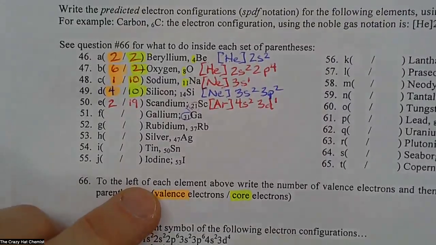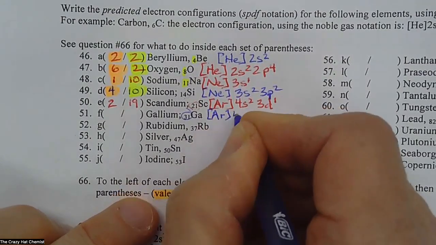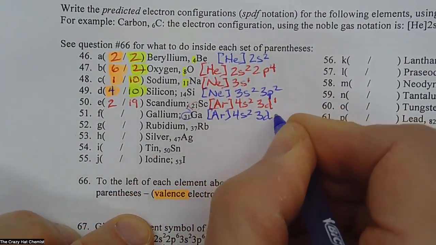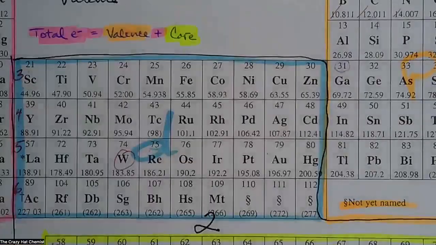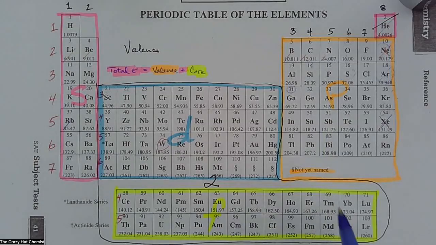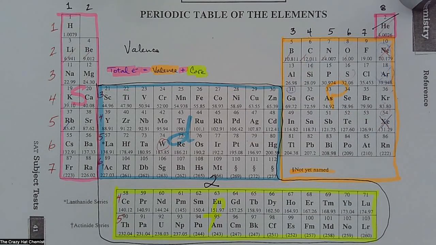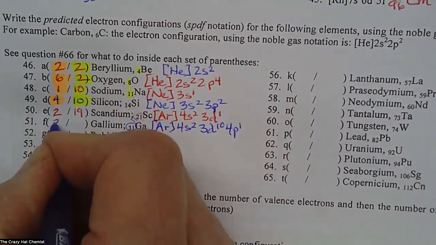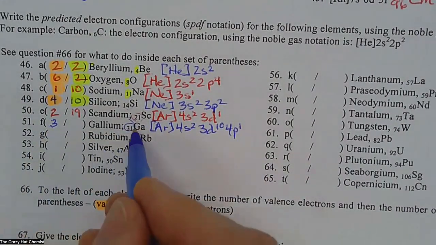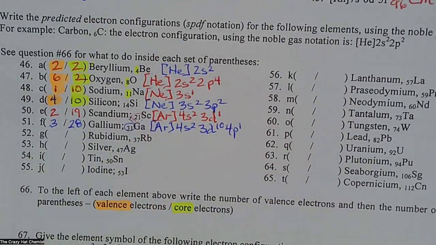We've got argon, 4s2, 3d10, and 4p1. Perfect. Gallium has how many valence electrons? Gallium has 3 valence electrons. There's a total of 31 electrons. So let's write this down. There are 3 valence electrons. There's a total of 31 electrons. So it's 31 minus the 3, and I'm going to get 28 for the number of core electrons in gallium.